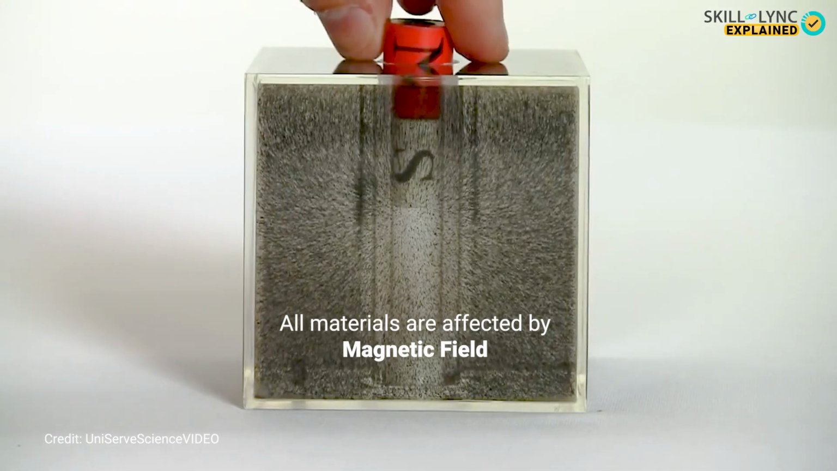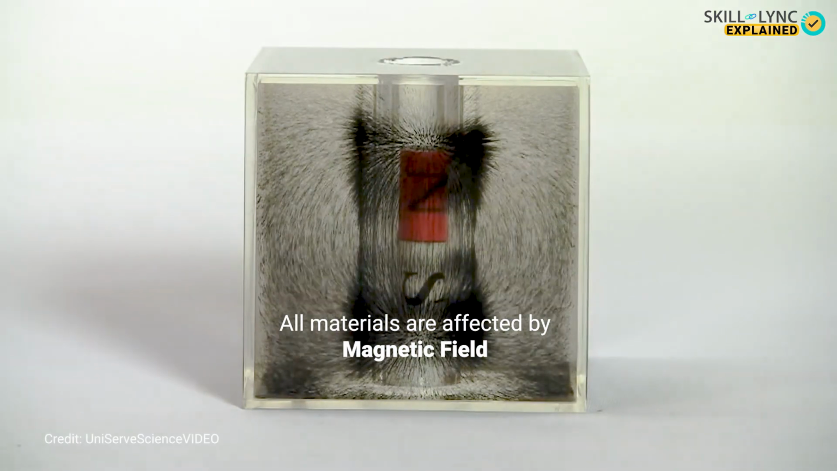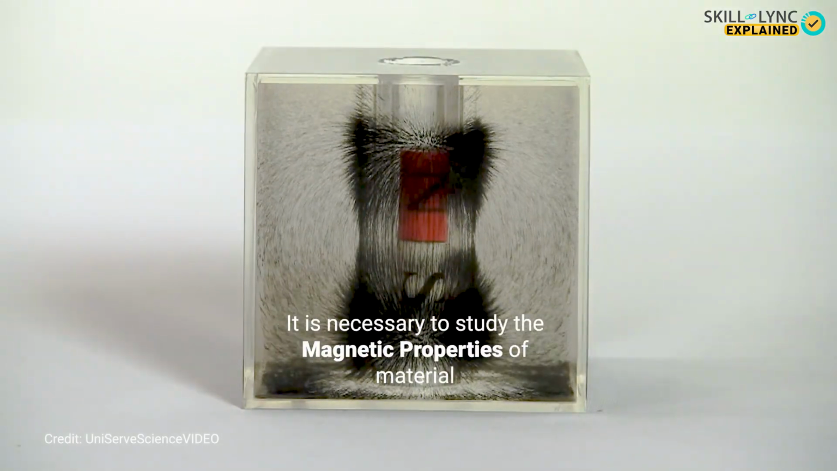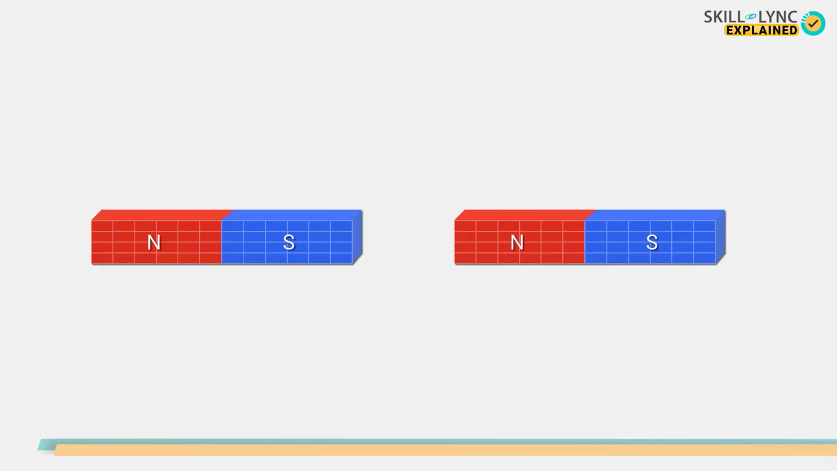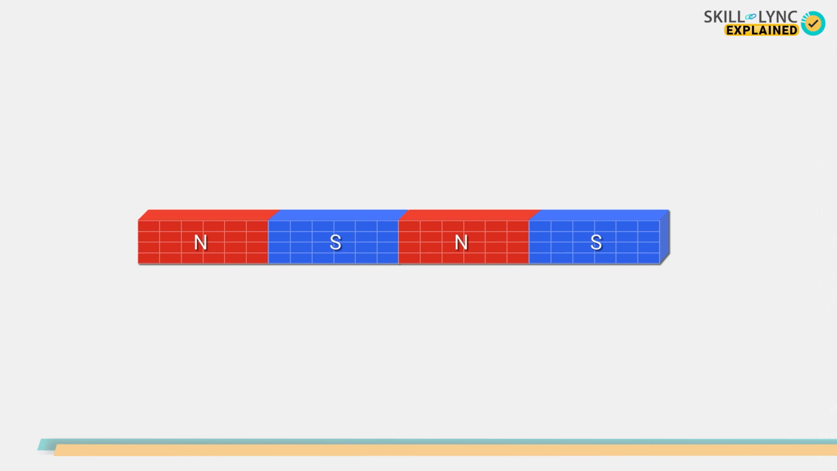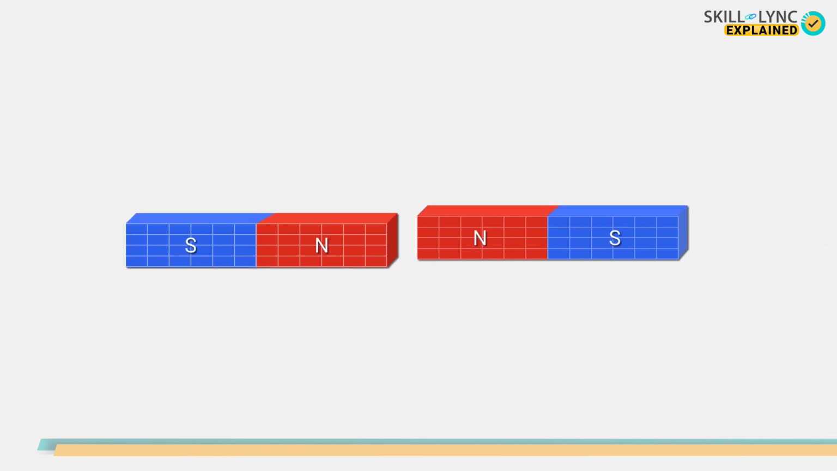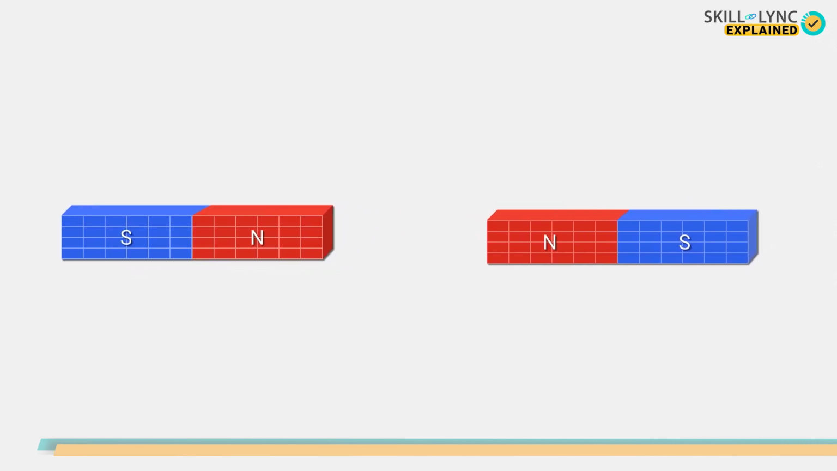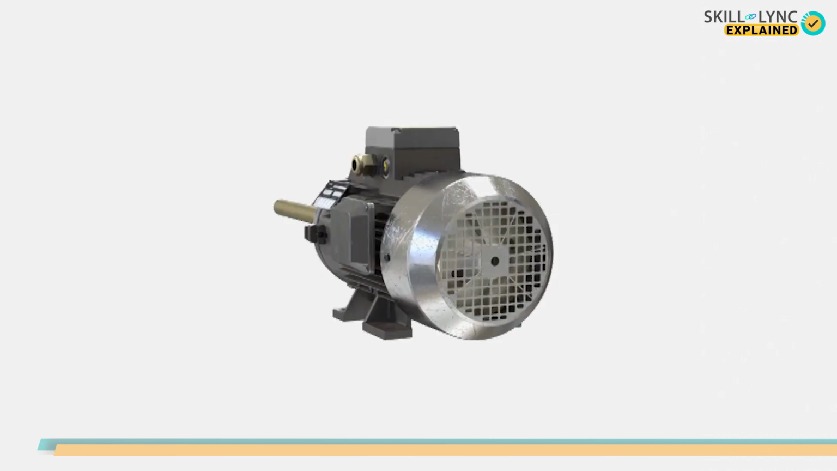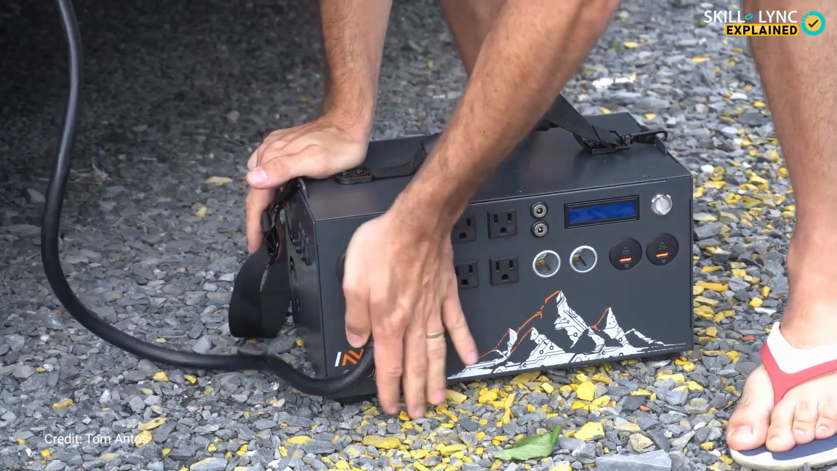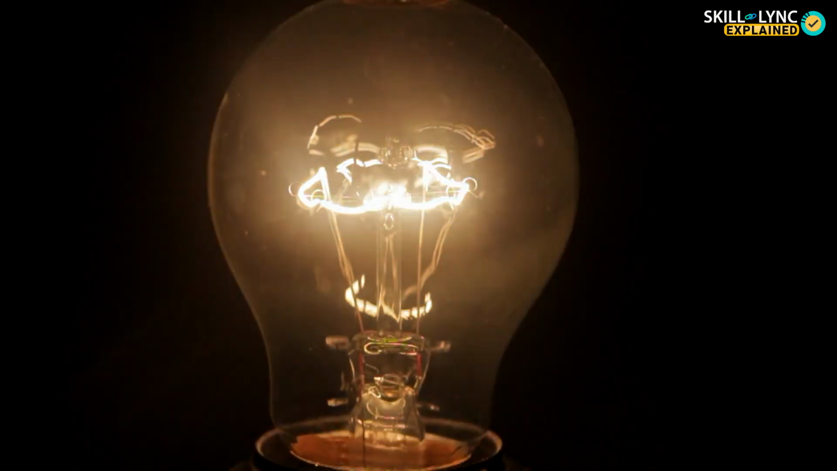Almost all materials are affected by magnetic field up to a certain degree. So it becomes necessary to study the magnetic properties of the material. The property by which the materials are attracted or repelled by other materials is known as magnetism. The principle of magnetism and magnetic materials are used in so many devices like electric motors, generators, transformers, radios, televisions, etc. Let's get some basic ideas before moving into the topic.